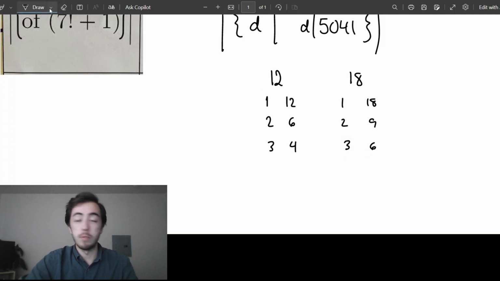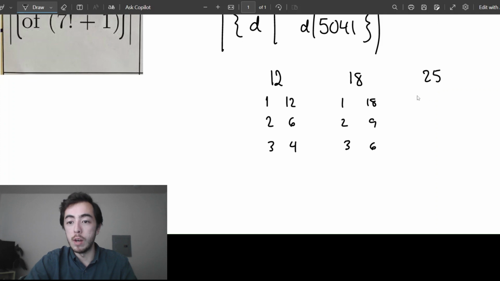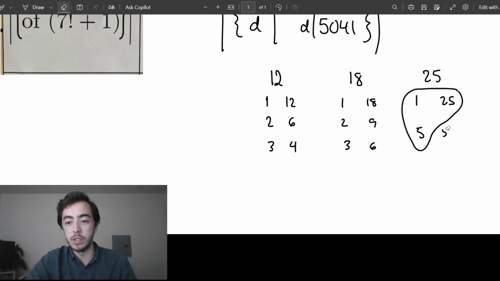So for example, let's pick a square number like 25. We can see that 1 and 25 are some factor pairs, and then 5 and 5 also work to multiply to 25. But when I'm counting up the number of divisors, it just wouldn't make sense to double count that 5. There are just 3 numbers that can evenly divide 25.